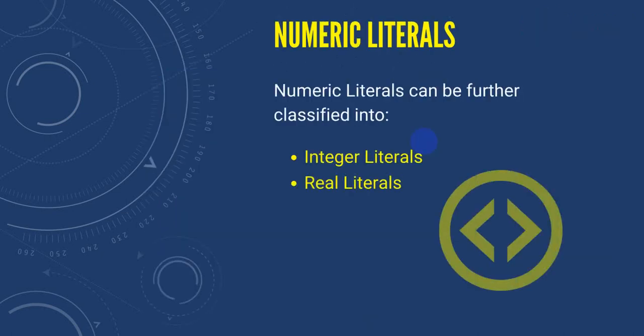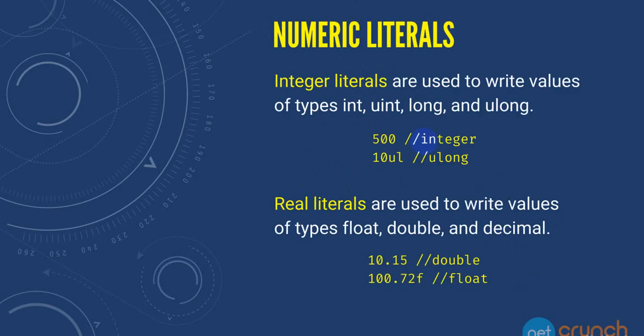Numeric literals are numeric values basically, and they are further classified as integer literals and real literals. Okay, we'll see integer literals first. So, what are integer literals? They are used to write values of type int, uint, long, and ulong. Like I have written over here 500, which is an integer, and 10 ul, which is a ulong type.